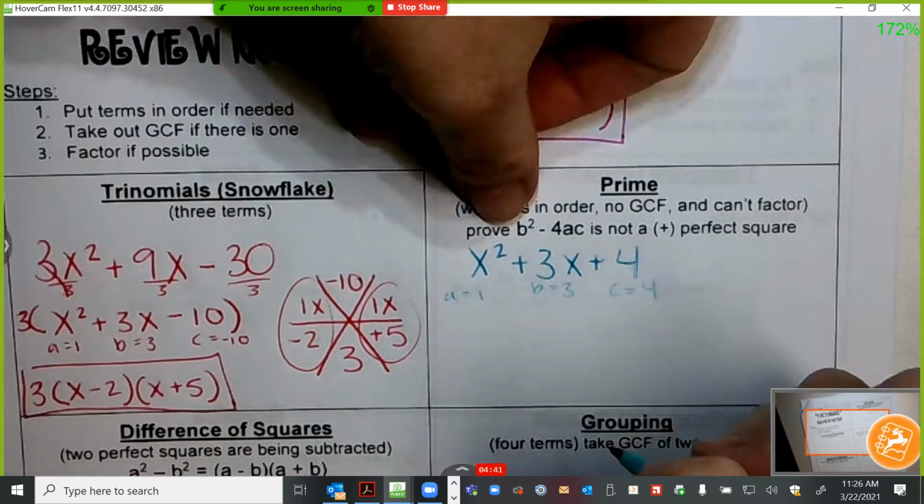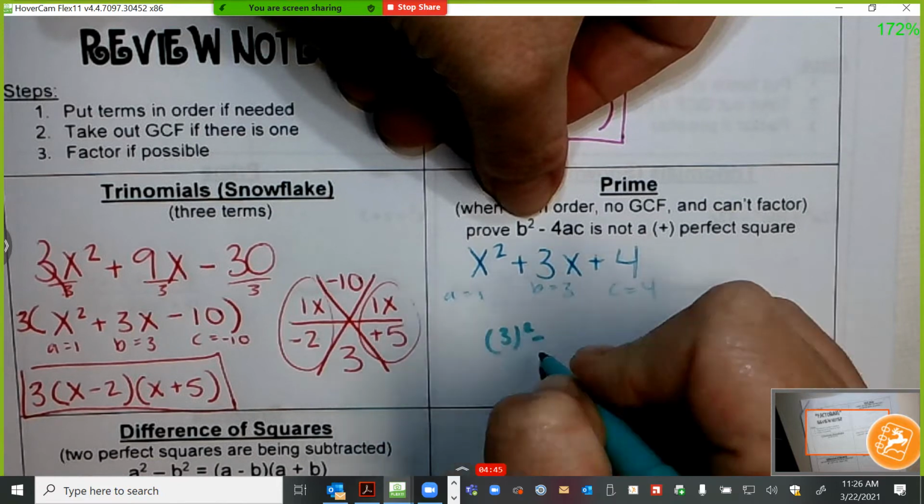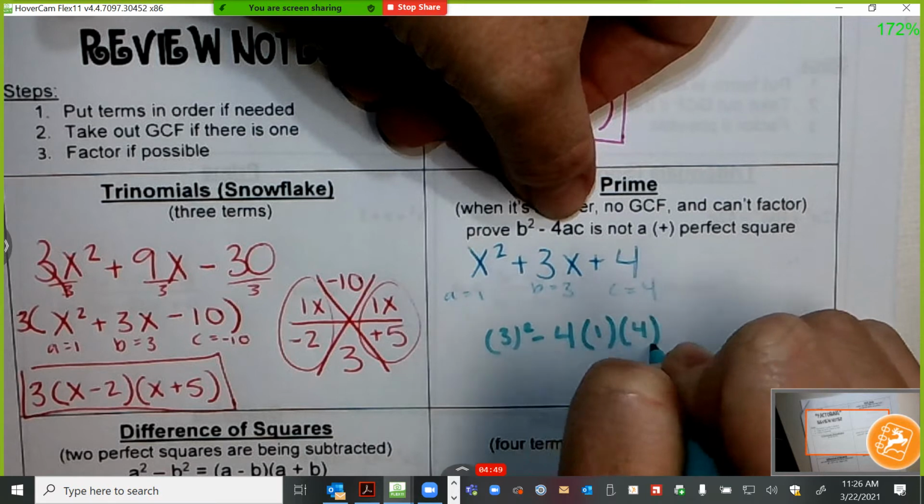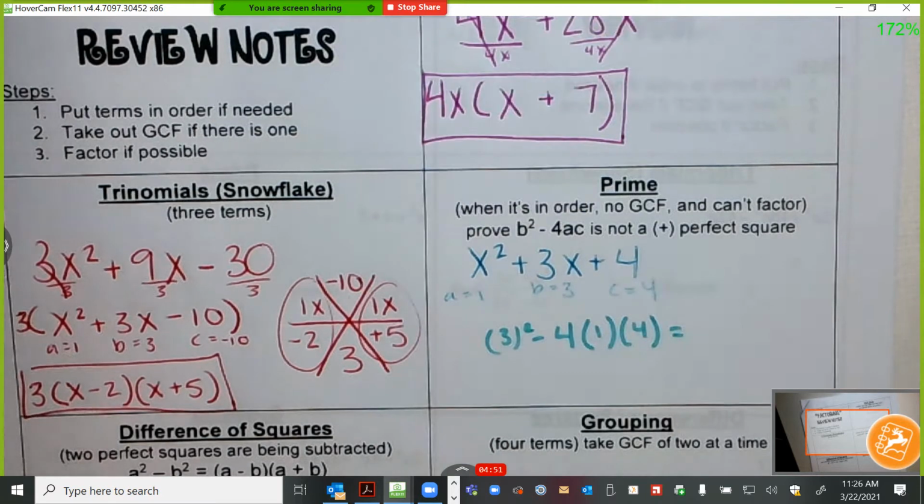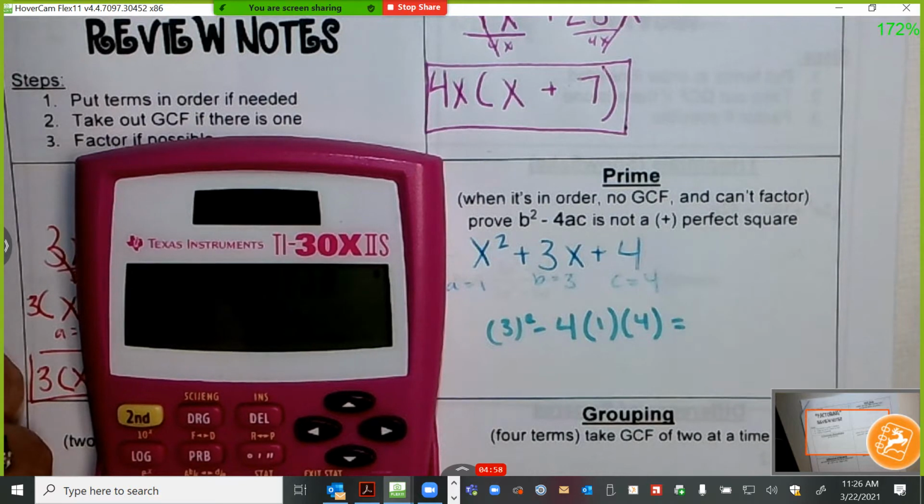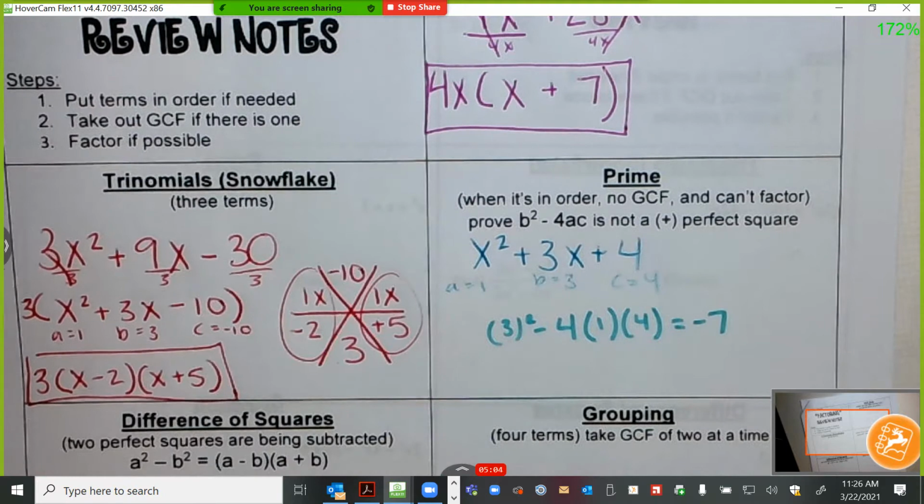Okay, so we're going to plug it in. So we have b squared, well, that's 3 squared minus 4 times a, which is 1, times c, which is 4. And just type that in your calculator. So 3 squared minus 4 times 1 times 4 is negative 7. Is negative 7 positive? No.